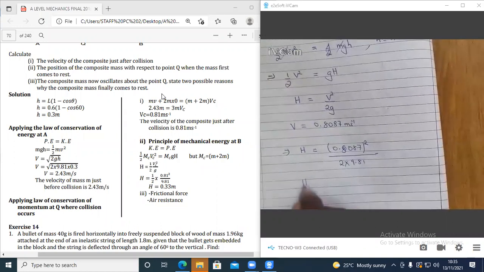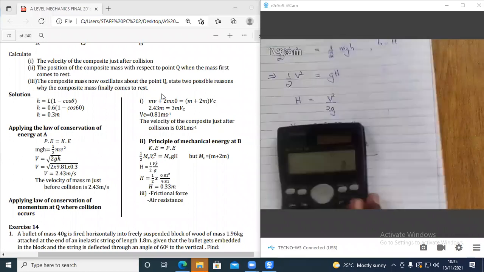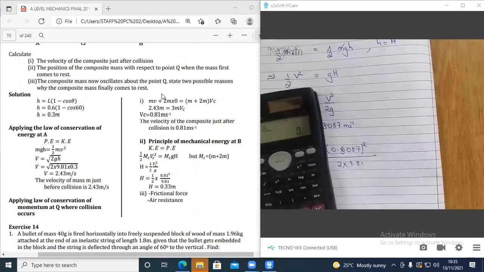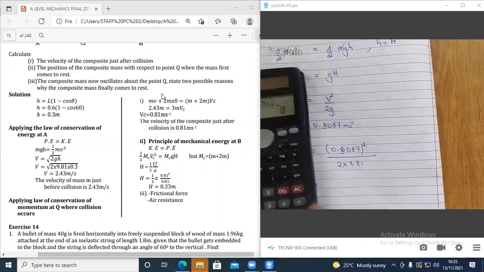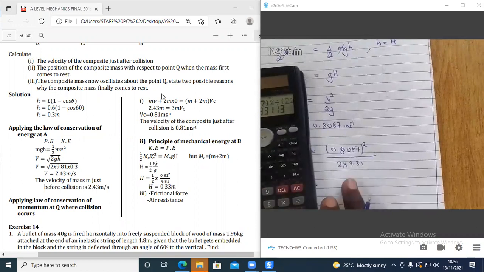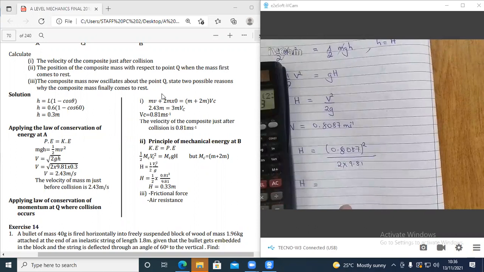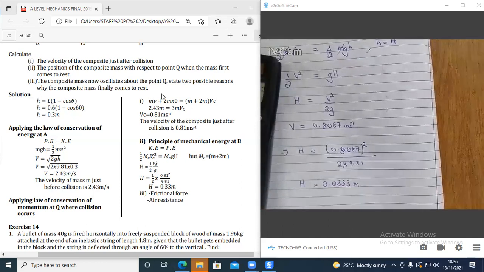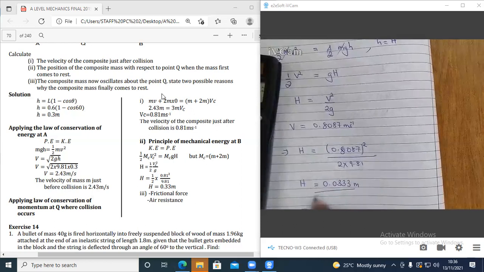So what will be the height H? We calculate 0.8087 squared divided by 2 times 9.81, and we find the height will be 0.0333 meters, to 4 decimal places. So that's the answer.